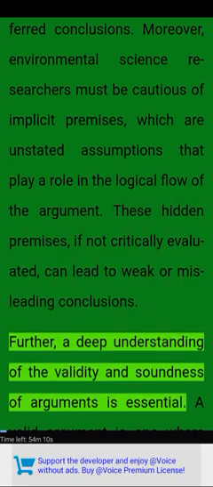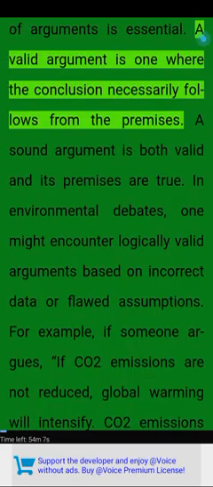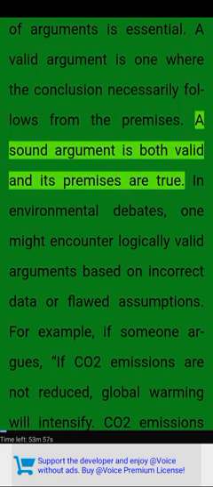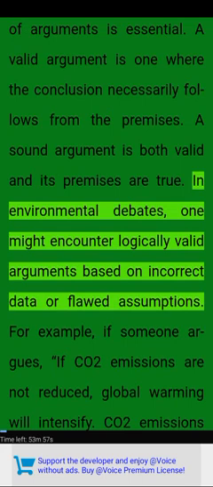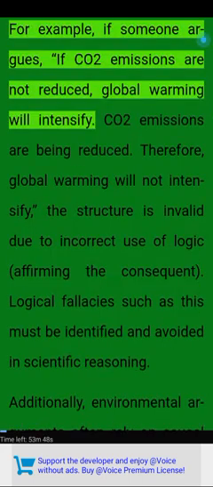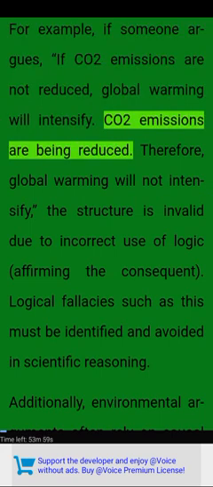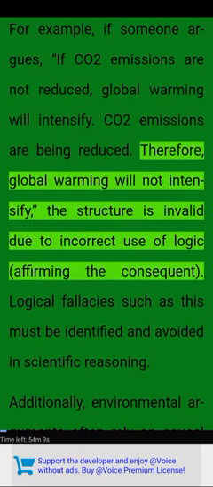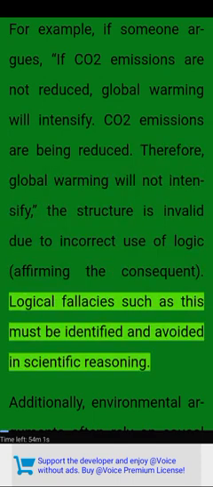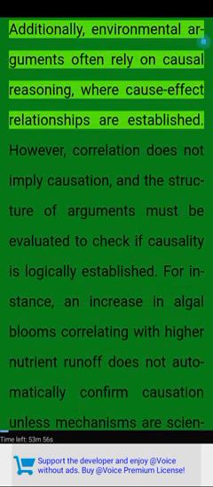Further, a deep understanding of the validity and soundness of arguments is essential. A valid argument is one where the conclusion necessarily follows from the premises. A sound argument is both valid and its premises are true. In environmental debates, one might encounter logically valid arguments based on incorrect data or flawed assumptions. For example, if someone argues, if CO2 emissions are not reduced, global warming will intensify. CO2 emissions are being reduced. Therefore, global warming will not intensify. The structure is invalid due to incorrect use of logic, affirming the consequent. Logical fallacies such as this must be identified and avoided in scientific reasoning.